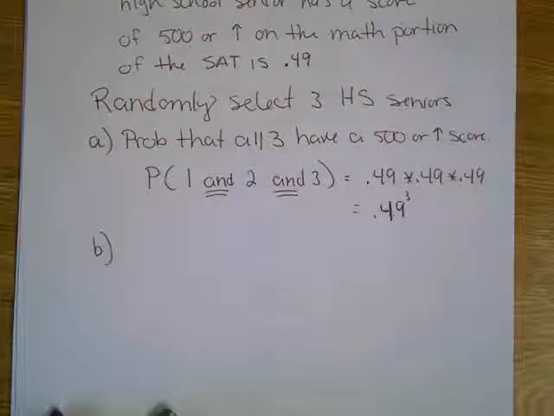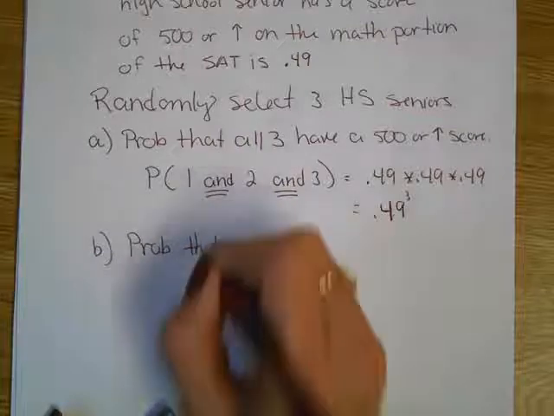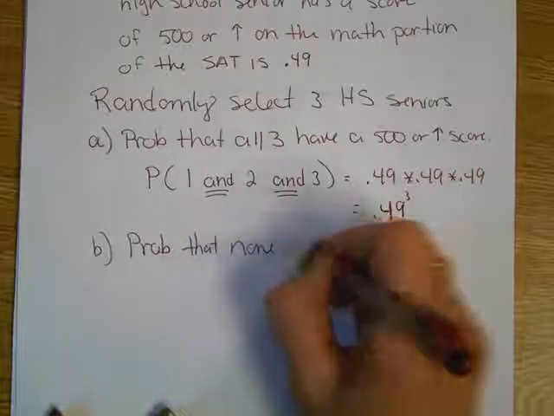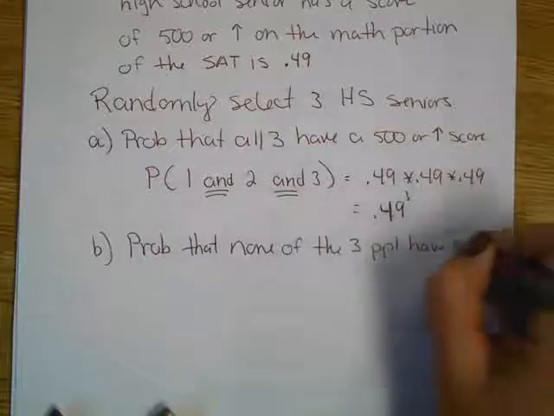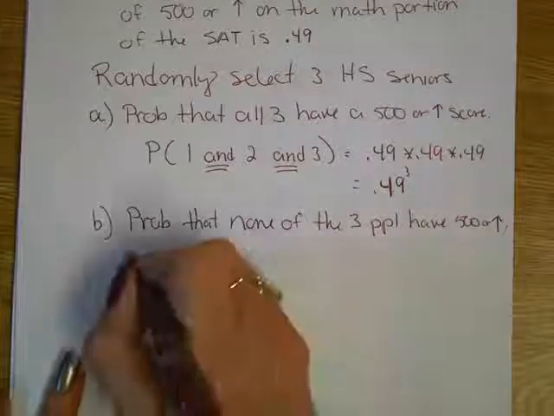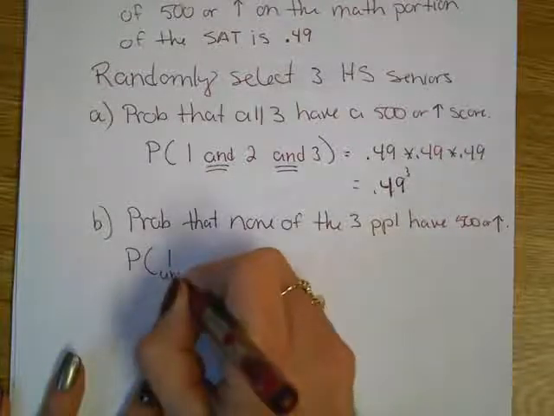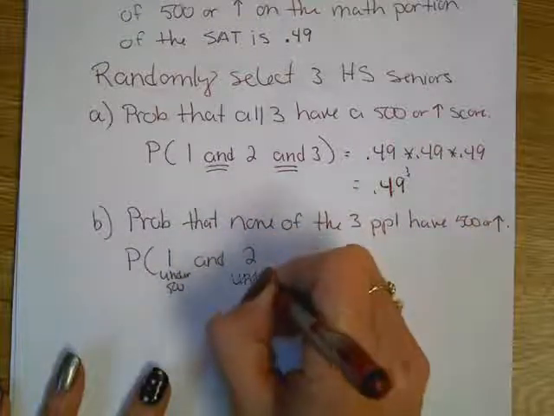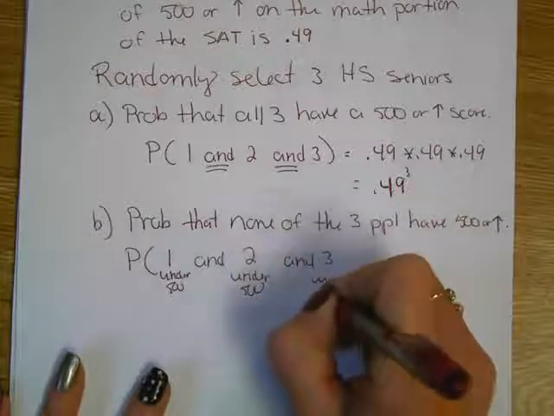Okay. Another question, same situation. What's the probability that none of the 3 people I select have a 500 or higher score? So, again, I'm looking for the probability that the first person is under 500 and the second person is under 500 and the third person is under 500.